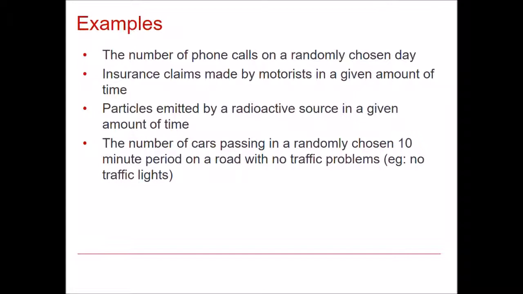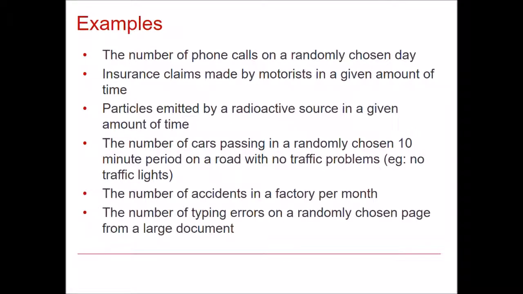Similarly, number of accidents in a factory per month, it's worth thinking about whether you think that those things would be random, independent, whether they're going to be at a constant rate, and depending on the factory and depending on the different scenario, that may or may not be the case. Similarly, with the number of typing errors on a randomly chosen page from a large document, it's possible that when you mistype one word, you then make another error soon after that because your fingers are in the wrong place. You might decide that you can't model that with a Poisson distribution because they're not independent of each other.